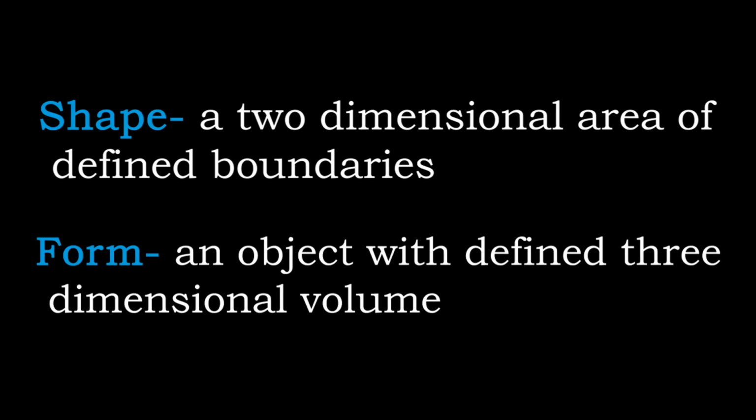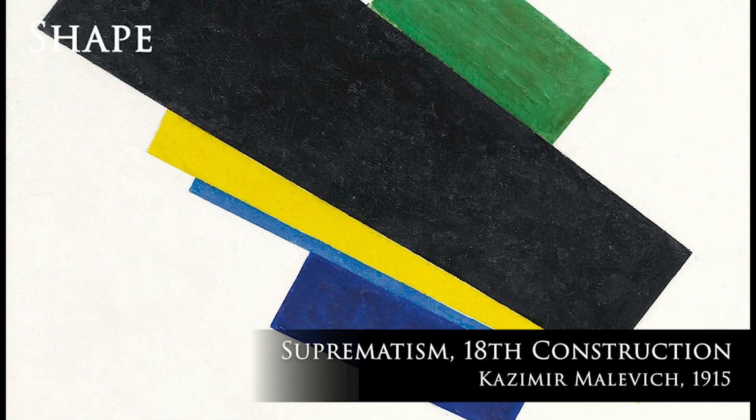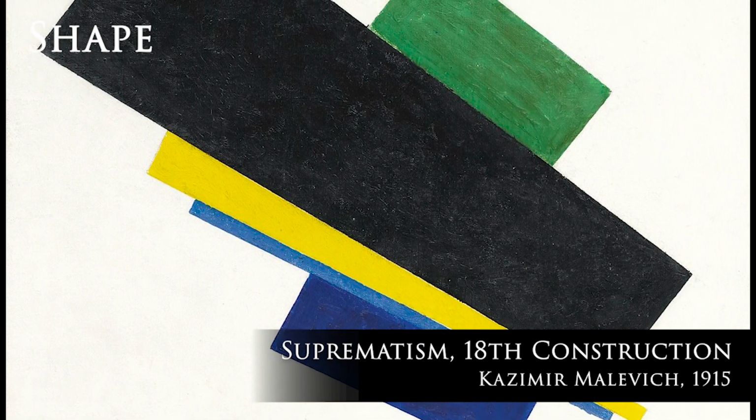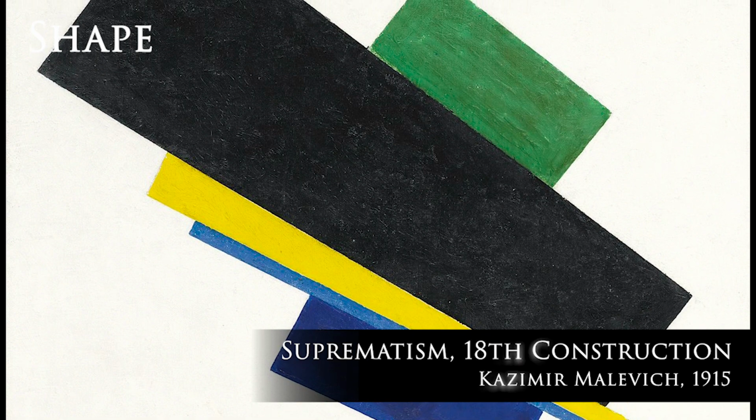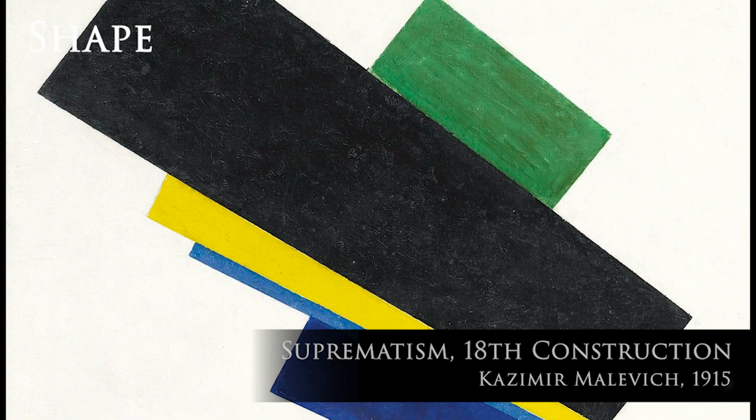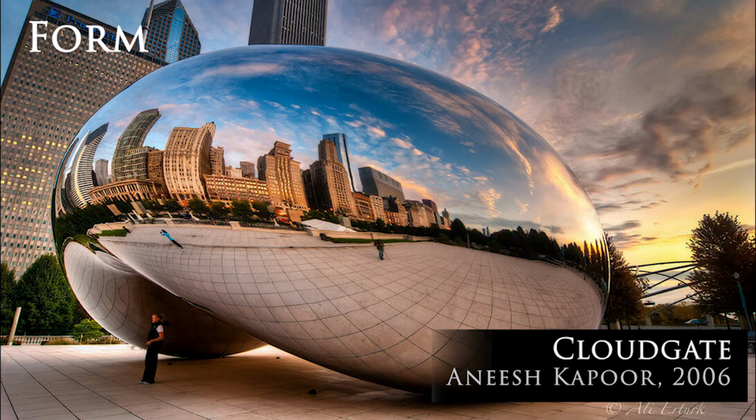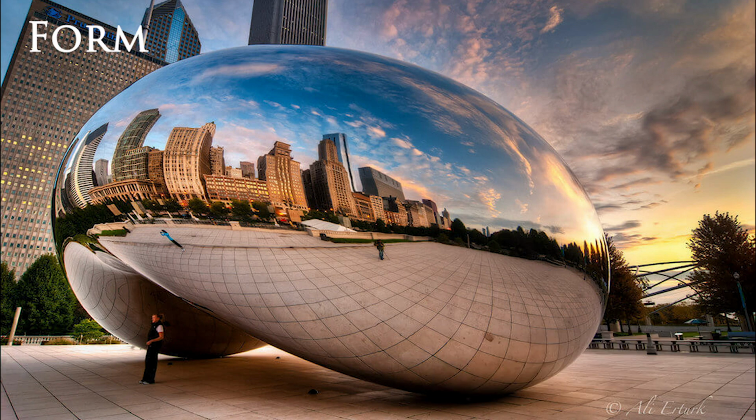Today's elements of art are going to be shape and form, the elements of area and mass. Just as with line, these are elements that have mathematical definitions as well as art definitions. So shape is, just like you think mathematically, a flat two-dimensional area with defined boundaries. Form is an object with defined three-dimensional volume.